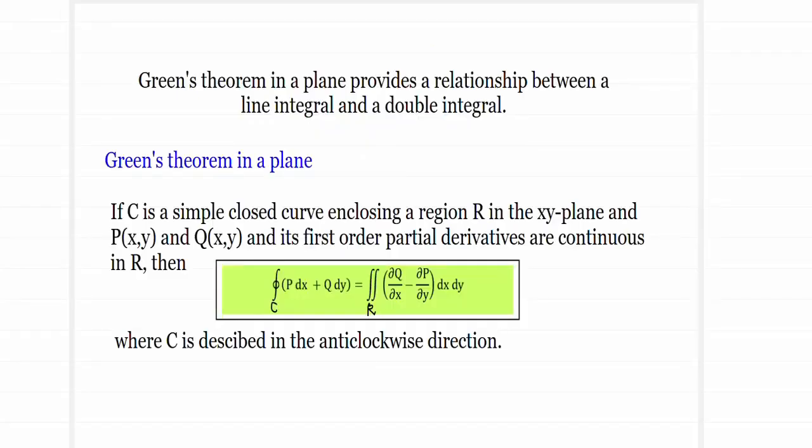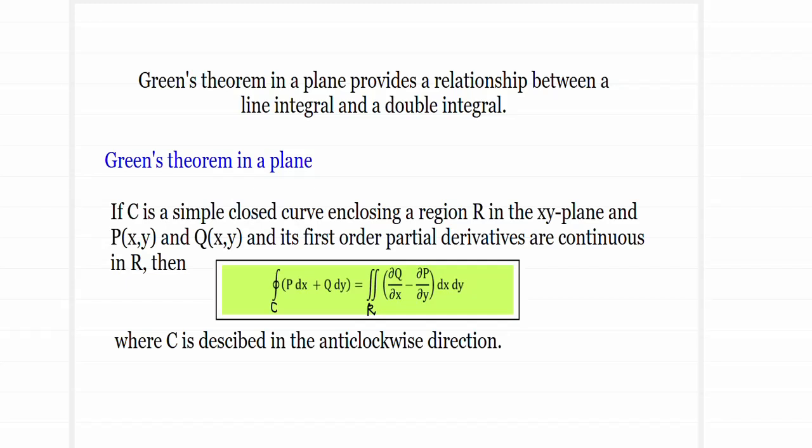Green's theorem. What does Green's theorem do? It provides a relationship between a line integral and a double integral. A line integral has only a single integration, whereas a double integral has two integrations, one with respect to the variable x and the other with respect to the variable y, or two different variables involved in the problem. So now let us define Green's theorem for a plane.